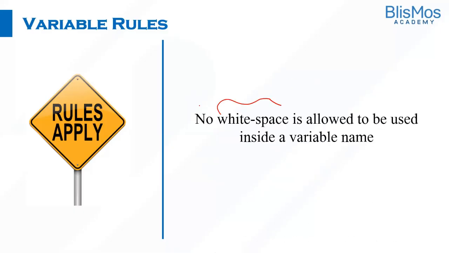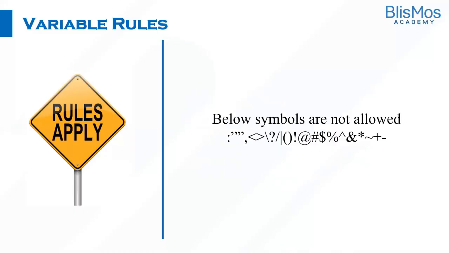And also, no white space is allowed to be used inside a variable name. We cannot use a space between the different alphabets within the variable name. The last thing is we cannot use all these symbols. We can use only underscore, alphabets, and numbers. All these things cannot be used to define a variable.